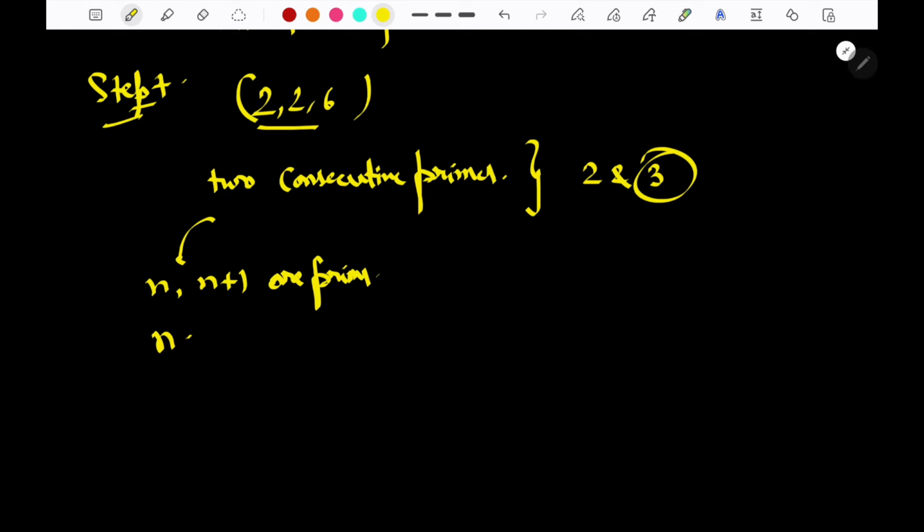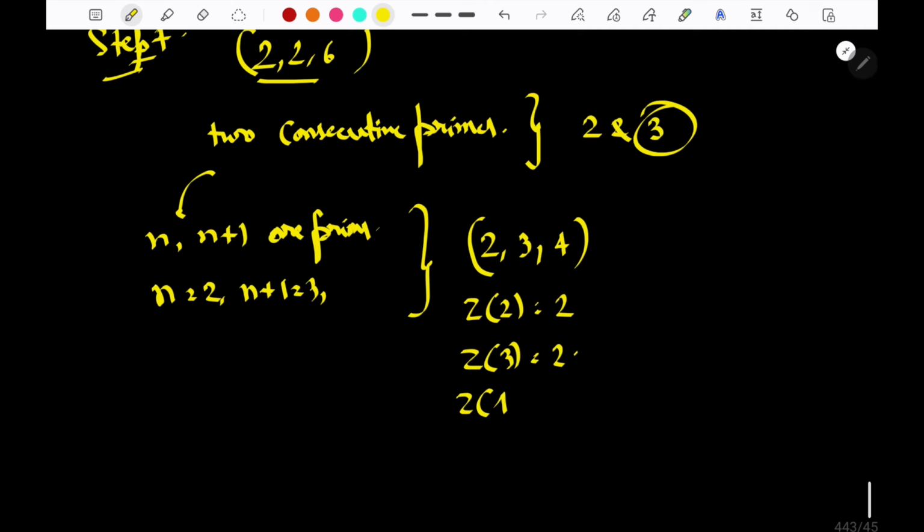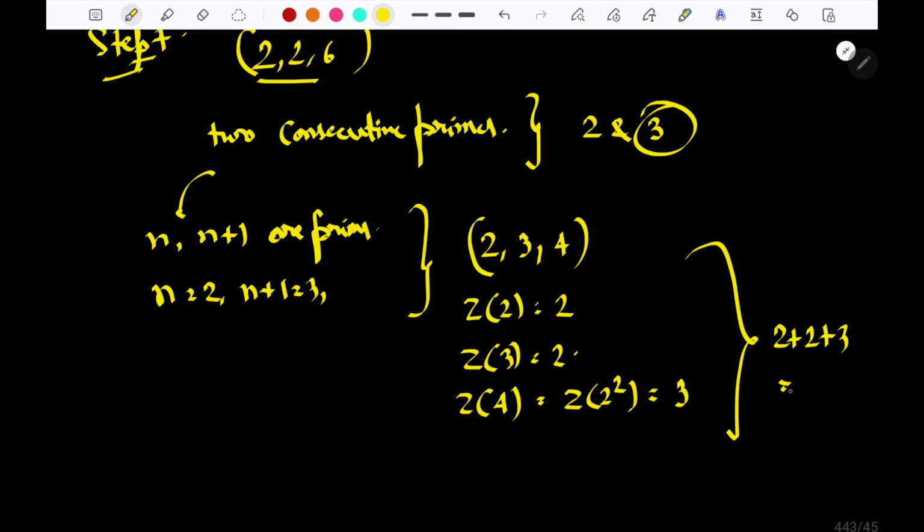It means n is equal to 2, n plus 1 is equal to 3. So therefore the triplet will be 2, 3, 4. Let's check the value. Tau of 2 is 2, superb. Tau of 3 is 2, superb. But tau of 4, that is 2 squared, is 3. But 2 plus 2 plus 3 is 7, not 10. So this doesn't work.